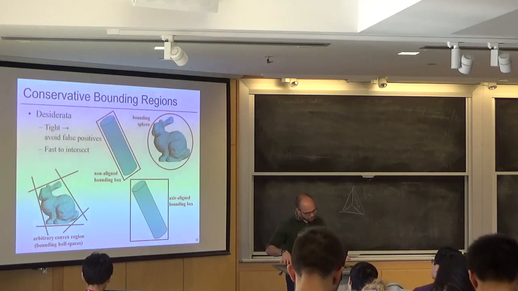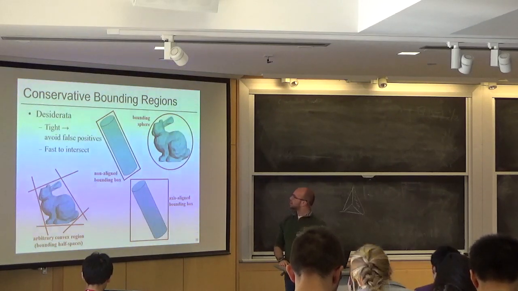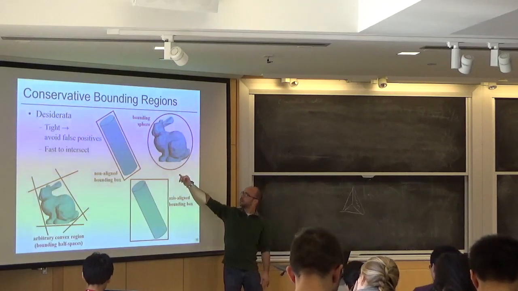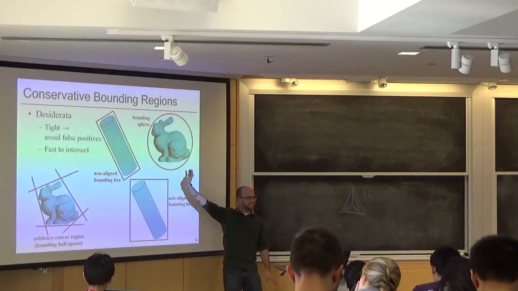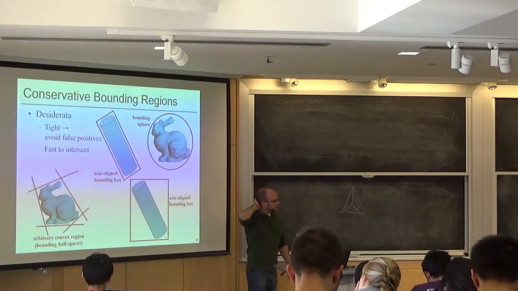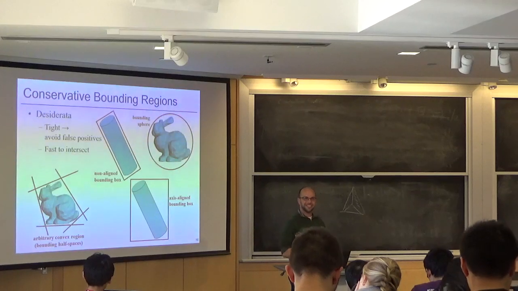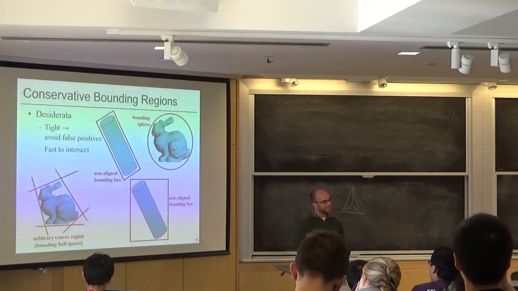Yeah. So why do we like this? Well, obviously, if my ray doesn't even go anywhere near the sphere, I don't have to intersect with anything inside of it. And furthermore, ray-sphere intersection is pretty straightforward, right? It's just a formula. Yeah, and that's what we're looking for.